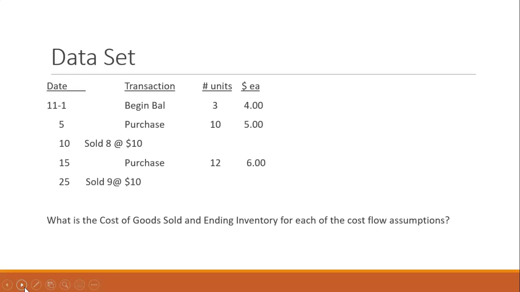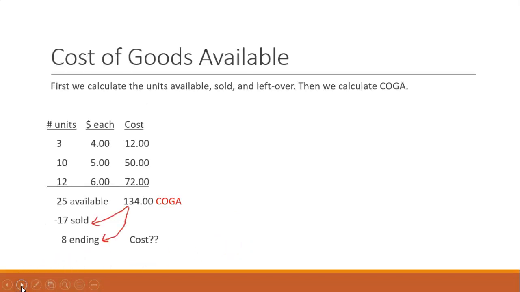Now here's our data set again. This is the same data set. We started out with 3 units at 4. We purchased 10 units at 5. We sold 8 units at $10 on the 10th. On the 15th, we purchased 12 more units at $6. And on the 25th, we sold 9 units at $10. Now, we need to figure out how much is the cost of goods sold and the ending inventory if we were on the LIFO system.